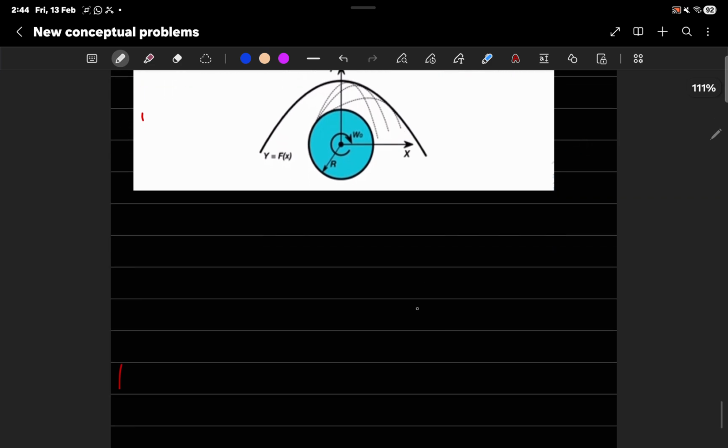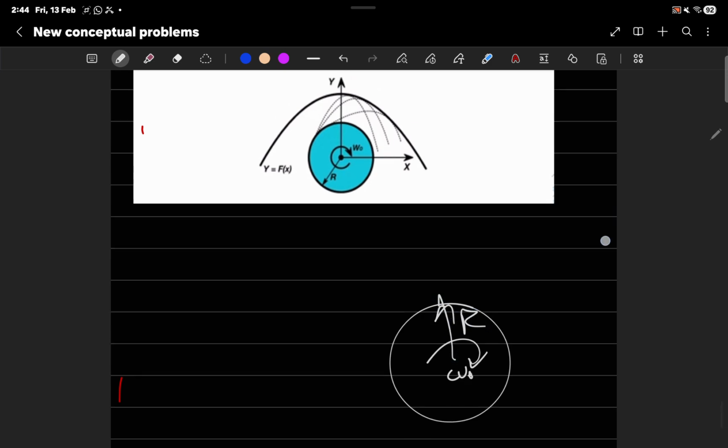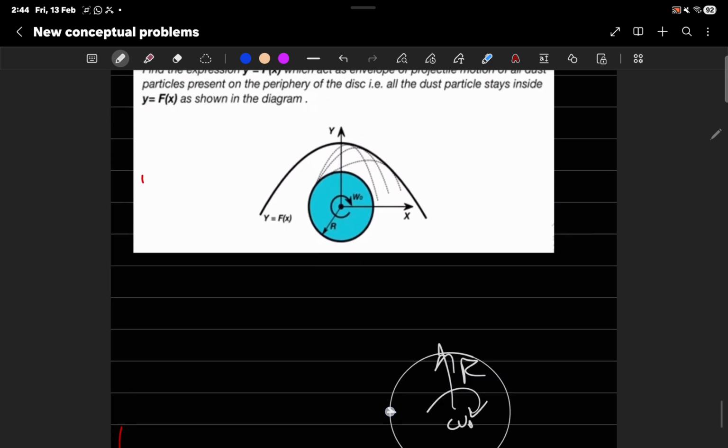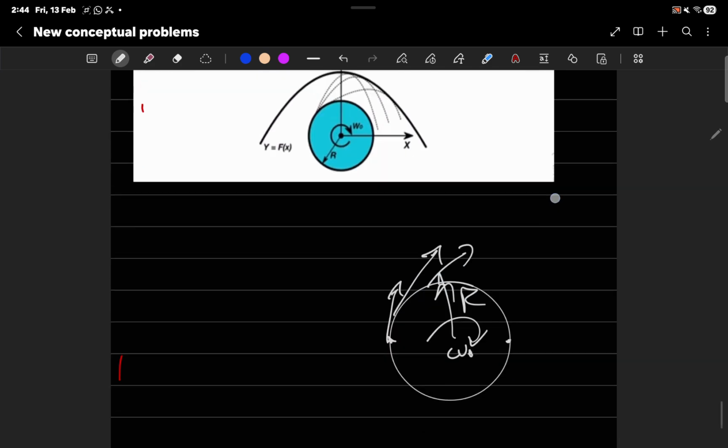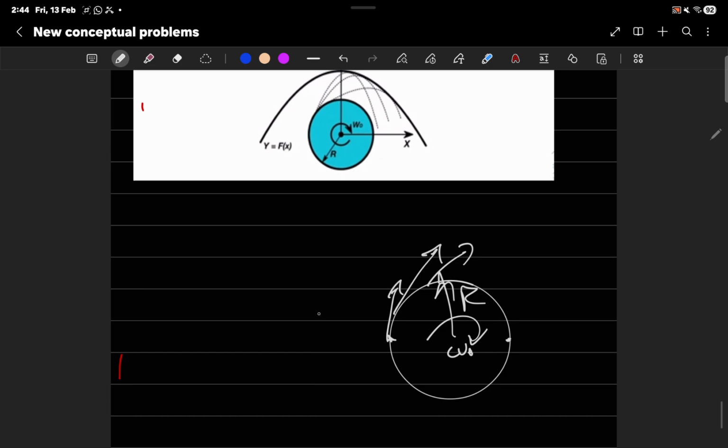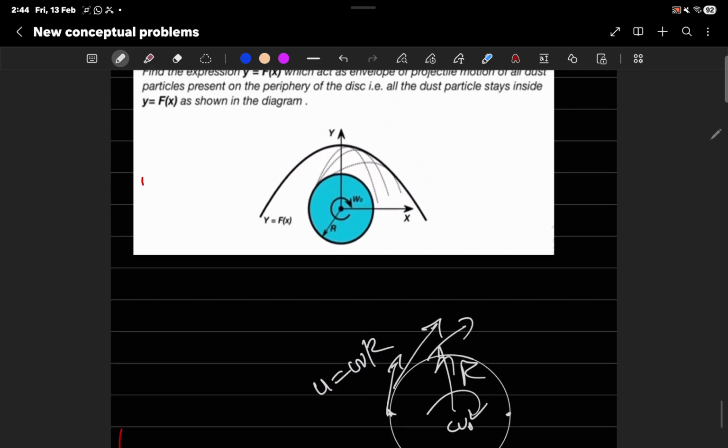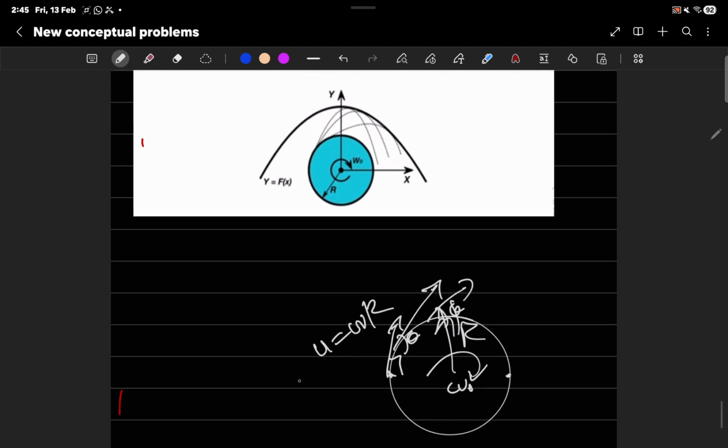So what they are asking is, we have a disk over here rotating with omega naught angular velocity with radius r, and each particle from here is getting projected with omega r velocity. Since it's tangential and there's no translation, the velocity will be u equal to omega r, and all of these particles are being projected at any angle. Suppose this one is 90, this one is some theta, again some phi, and these all are coming under the safety parabola, and we have to find the equation of the safety parabola.